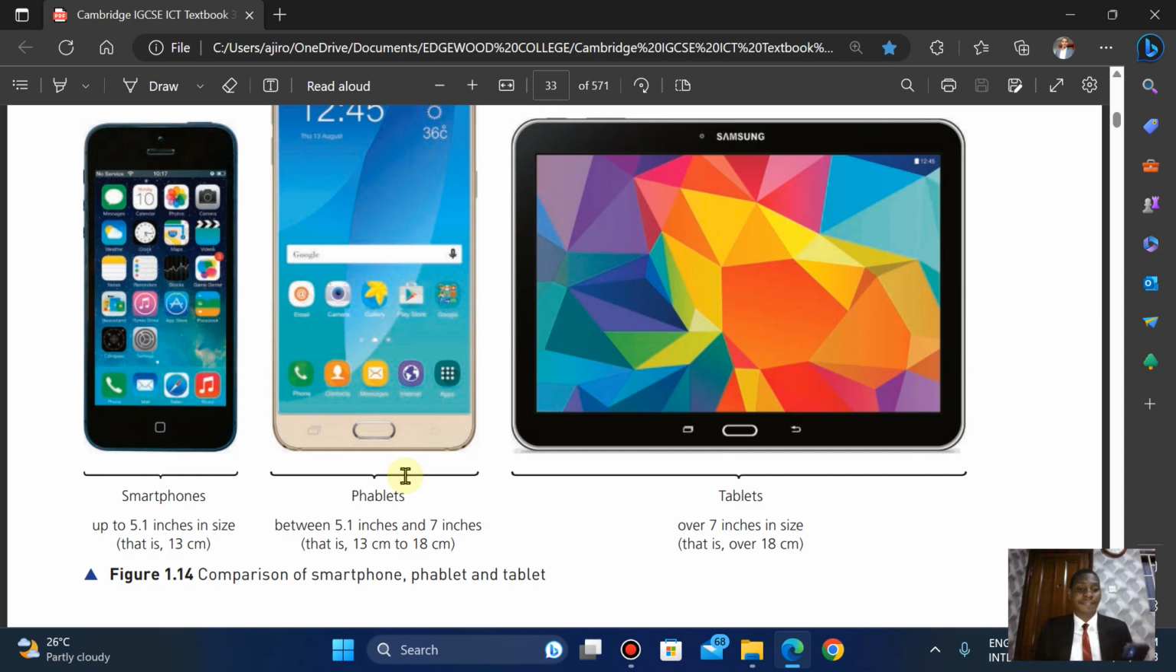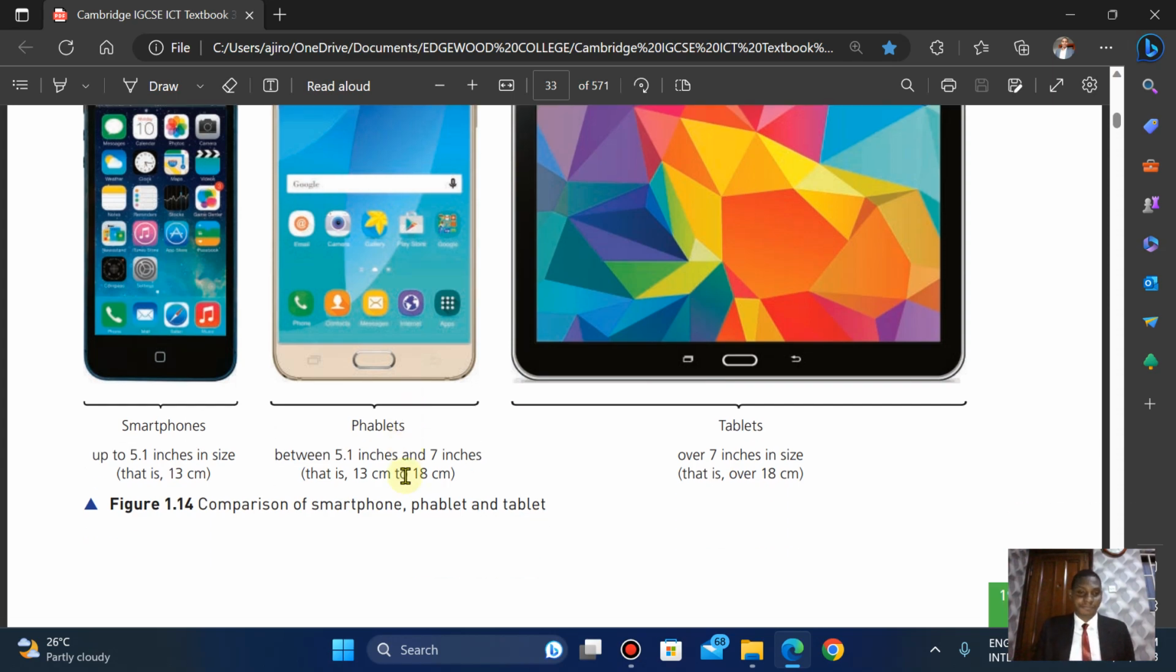If it's up to like 5.1 inch in size, then that's a smartphone. If it's between 5.1 and 7 inch, whether you're using an iPhone 12, an iPhone 12 Pro, or an iPhone 12 Pro Max, then that is a phablet. Then if it's over 7 inch in size, that is a tablet. I want that to sink in.